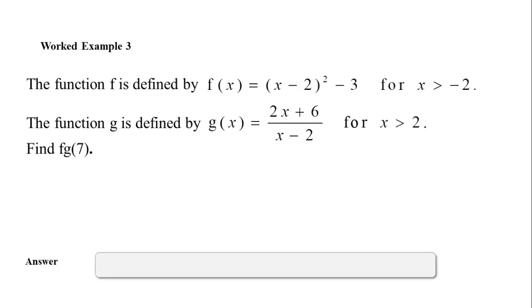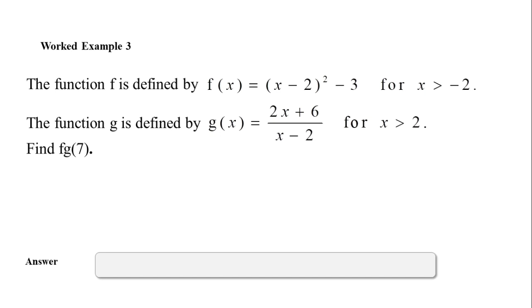Let's do some examples. The function f is defined by f of x is equal to (x minus 2) squared minus 3 for x is greater than negative 2. The function g is defined by g of x is equal to (2x plus 6) over (x minus 2) for x is greater than 2. Find f of g of 7.